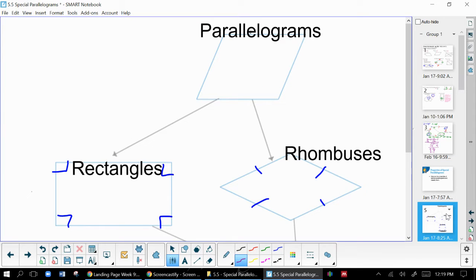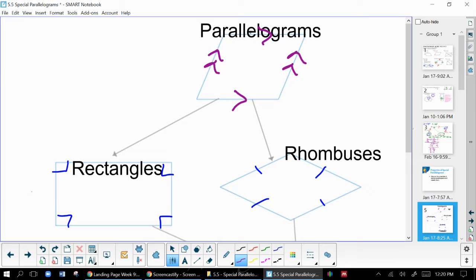So we did this yesterday in the parallelograms video. Remember, a parallelogram has to have parallel sides, and that's pretty much it. That is the definition of a parallelogram. Now, we know about all of the properties of parallelograms. If you need to review those, go back and look at the video from yesterday.